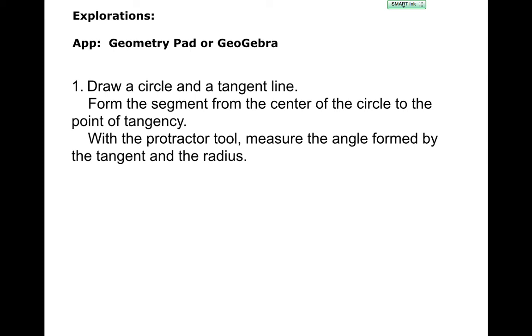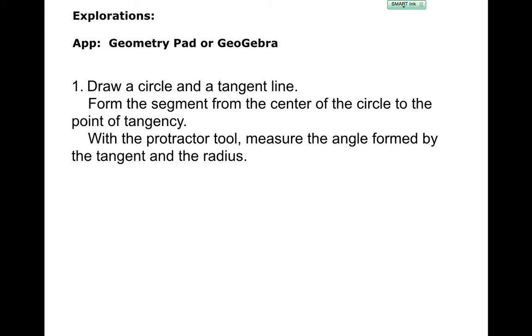I need you to draw a circle and a tangent line. You might look through the choices and see, like in GeoGebra, is there a choice of tangent line? I think there is. To draw a circle, I think you probably touch where you want the center to be, and then touch where you want the radius to end.